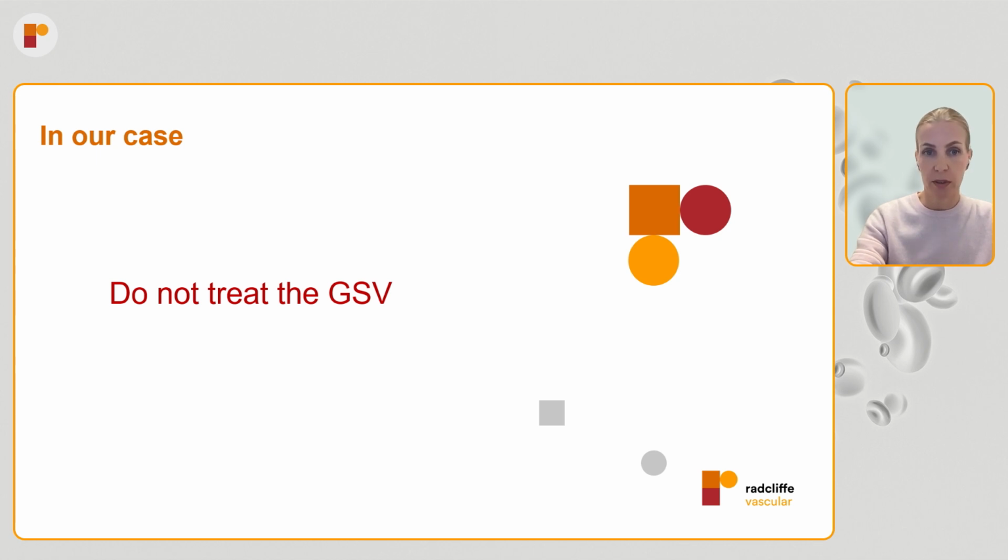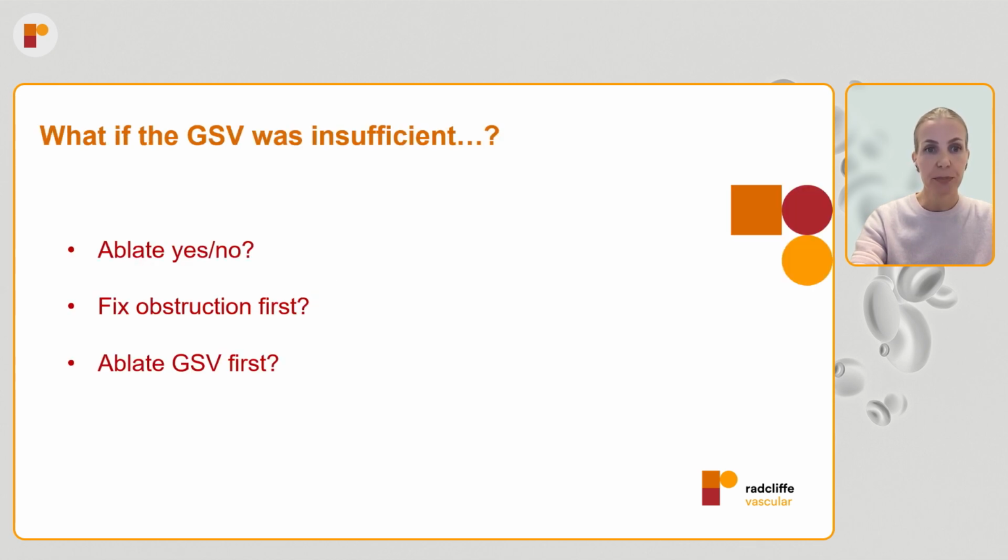So in our case, we just go back to her. Her GSV is a collateral. It was not refluxing, it was very big, and it was very important for her to drain her leg. So in this case, I would say do not treat the GSV. Please don't close it off, don't ablate it, but leave it intact.